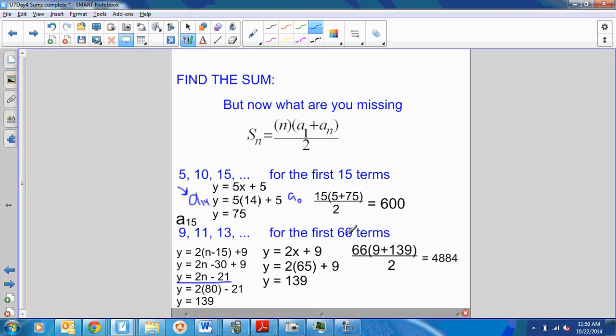If I have to find the 66th term past where I started, which was at 9, I just plug in 65. Kind of like the one we did above. I still get 139 from both, but the n is 66. 9 plus 139 divided by 2 is 4884. All right, so that is how to find arithmetic sums. We'll practice a lot more. I think you should be fine with those in the homework. Just be careful of where the sequences start and how many terms they want you to add up.